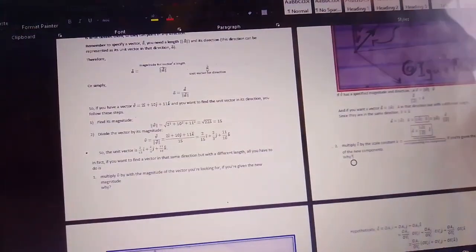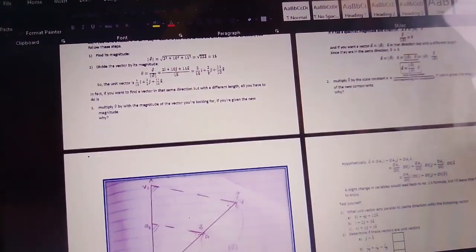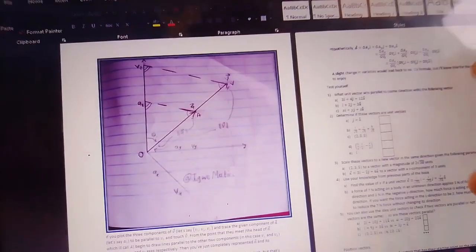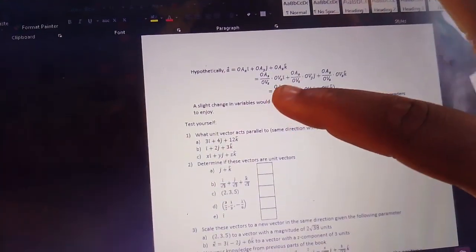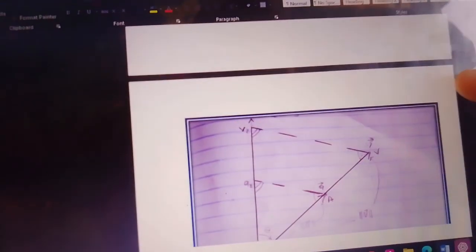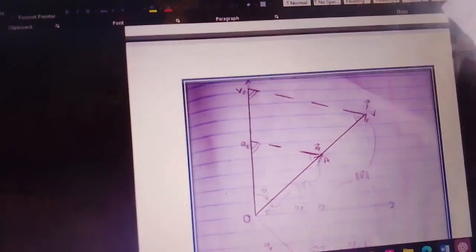Now, the second method I used was for the components. This method is basically the same thing. You have a vector multiplied by a scalar, just in case you are told to have specific components, like if you are told the new components that they want.